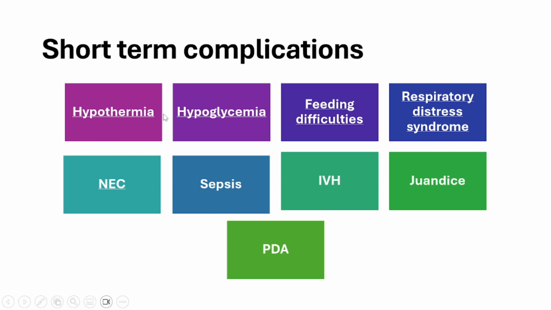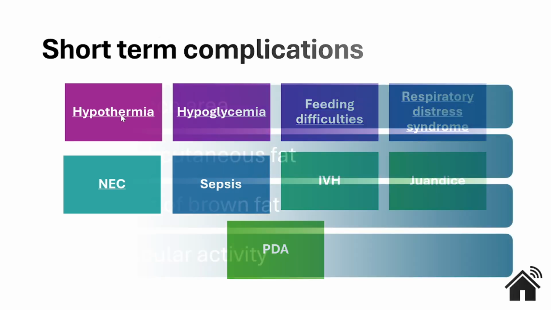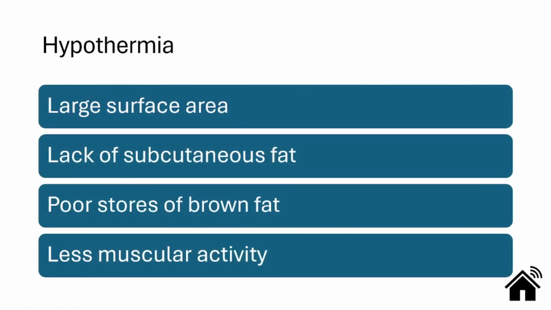Premature babies are prone to hypothermia due to large surface area, lack of subcutaneous fat. They have poor stores of brown fat and they have less muscular activity.